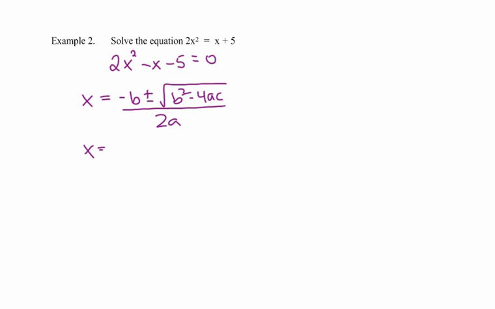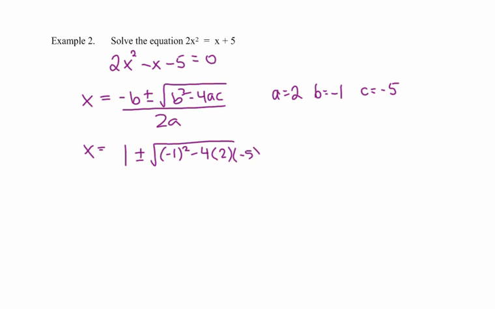Okay, well, what's our A value? What's our B value? What's our C? A is 2, B is -1, C is -5. Okay, so negative B actually is going to turn out to be, negative -1 is going to be a positive 1, plus or minus the square root of -1 squared minus 4 times 2 times -5, all over 2 times 2. Okay, the inside, let's simplify. So we get 1, and then what's -4 times 2 times -5?